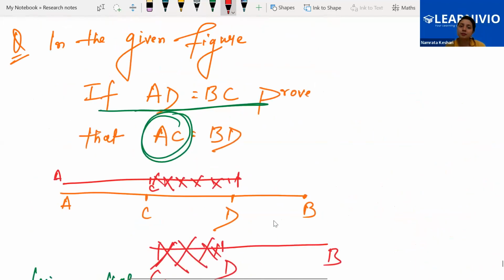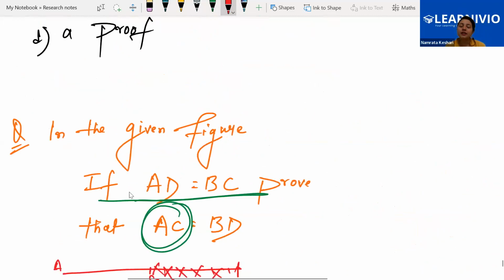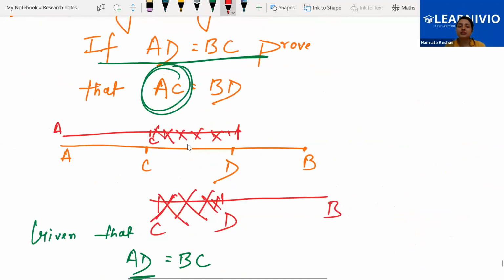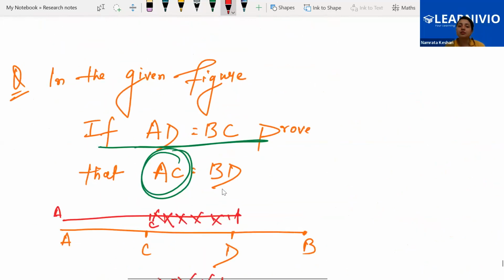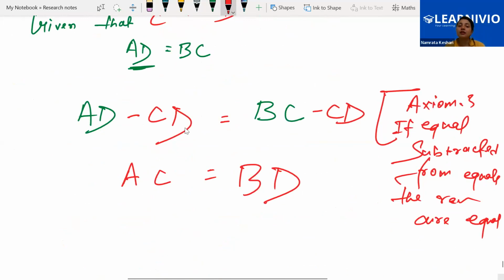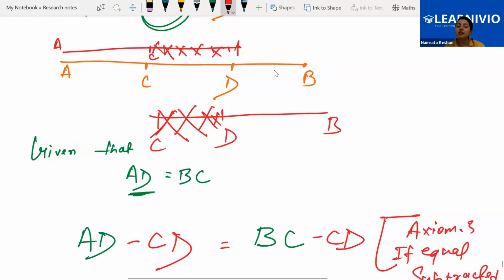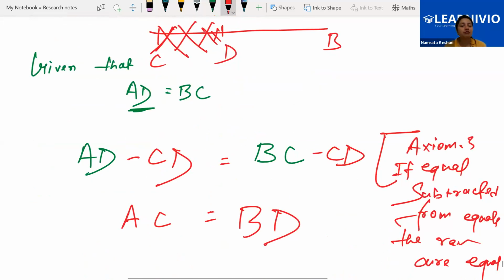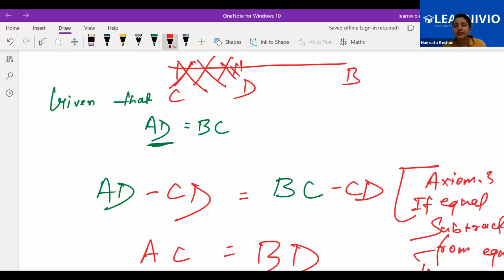Let me summarize the concept. Here it was clearly given in the figure that AD is equal to BC. Now we have to prove that AC is equal to BD. So we are subtracting something from both sides, that is CD. By looking at the figure, we realize that if we cut down CD from the left hand side and from the right hand side also, we will end up getting the proof. It is that simple. You just have to be careful and write the axiom properly. So learn the axiom. Have you learned the axioms?